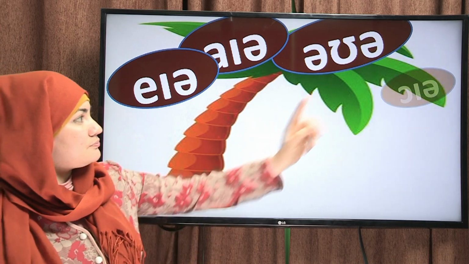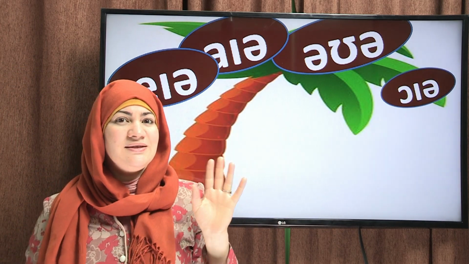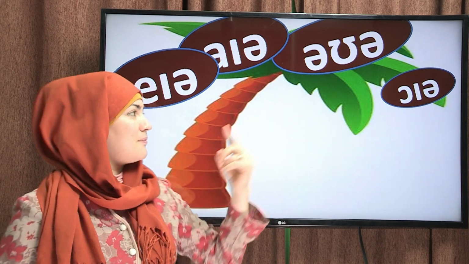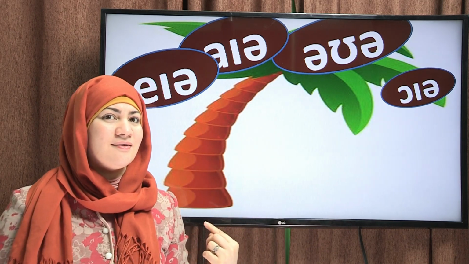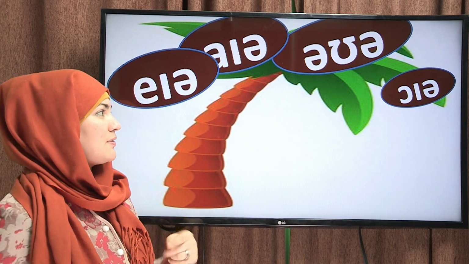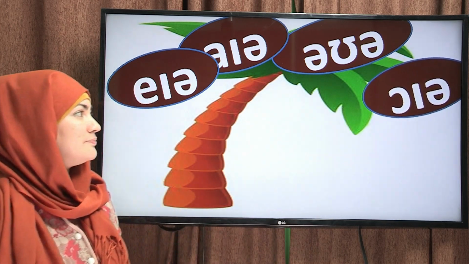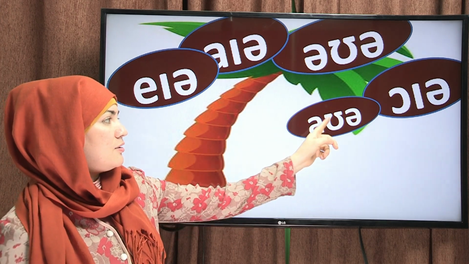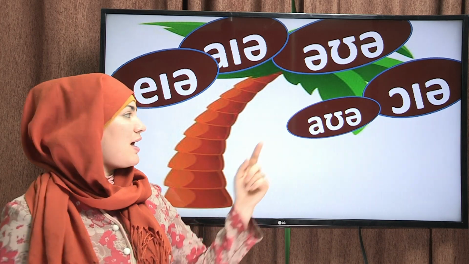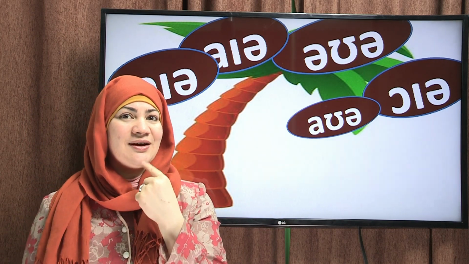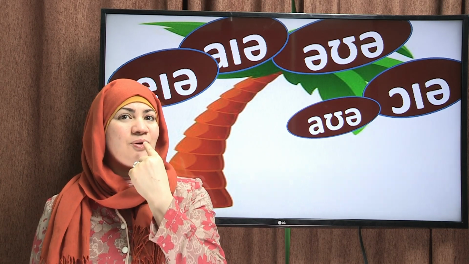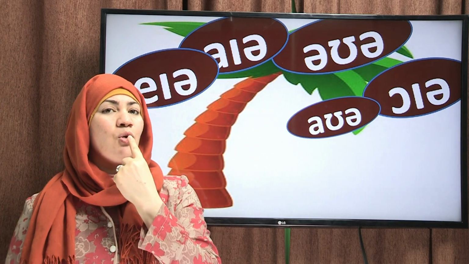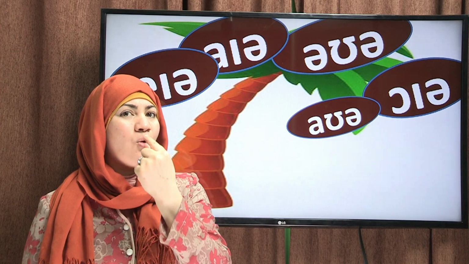The next one is like short O. We say oil, oil. The next one has 3 vowels: A, U, schwa. We pronounce it as our. It's not like I. We say our.